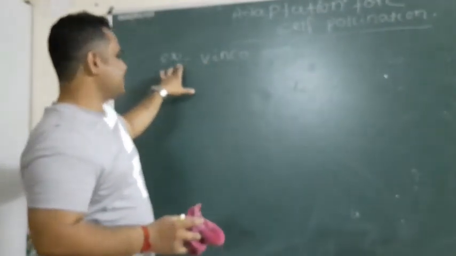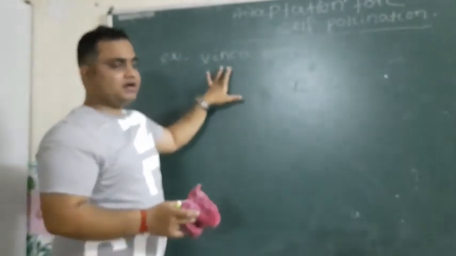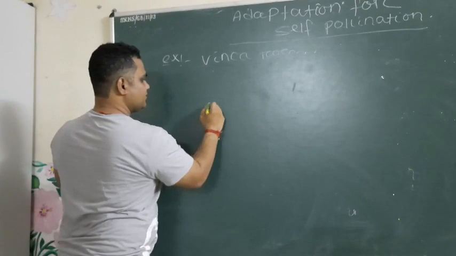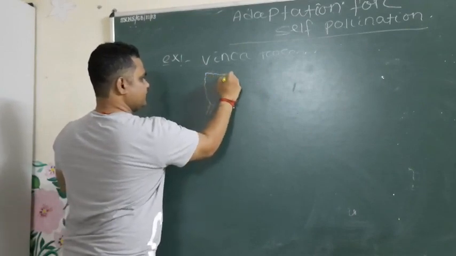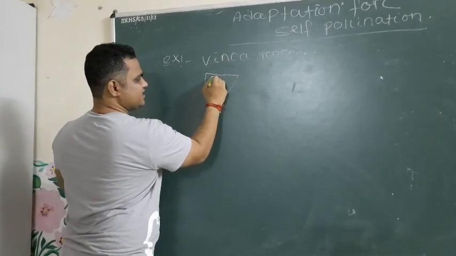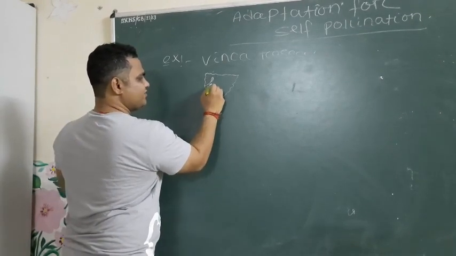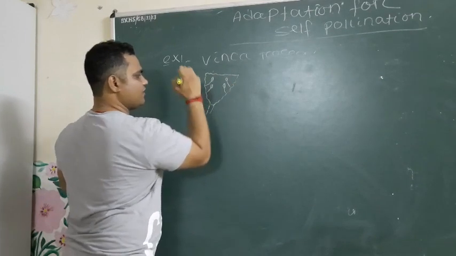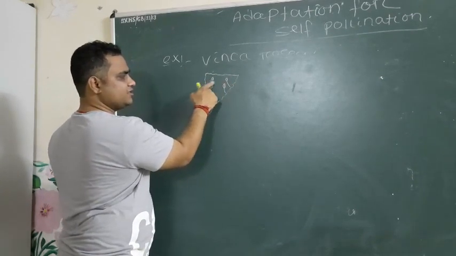Vinca rosea is an example. In this flower, what is actually happening? You see, in Vinca rosea, the flowers are funnel-shaped structures. Okay, and the male sex organ, which is called anther. Anthers are present in the topmost part of the funnel-shaped flower. These are called the anthers.